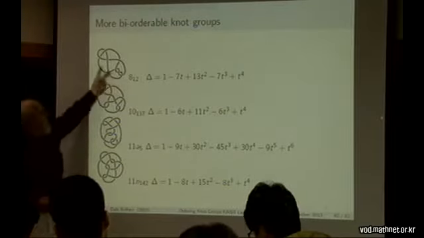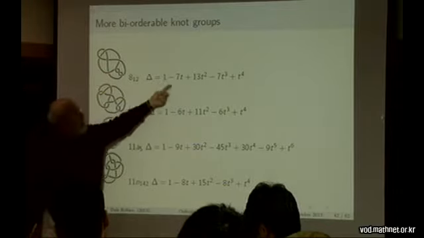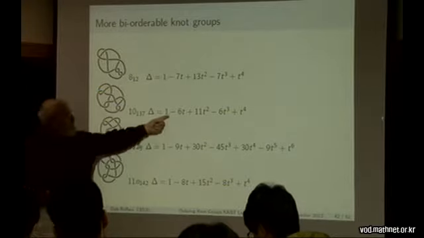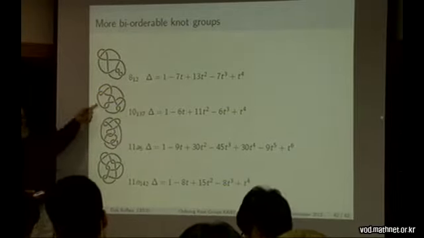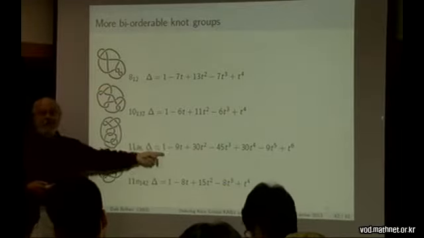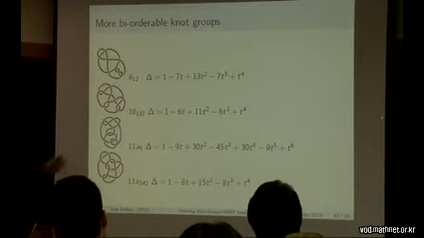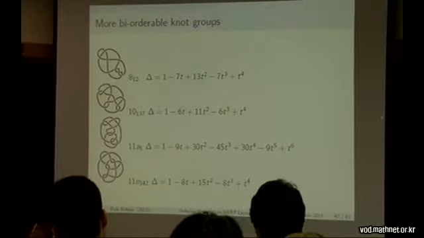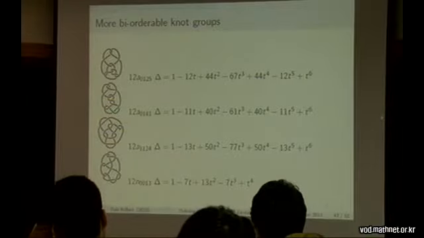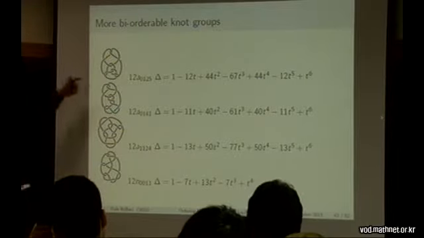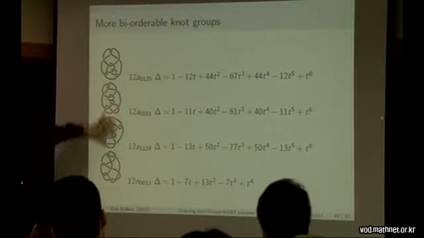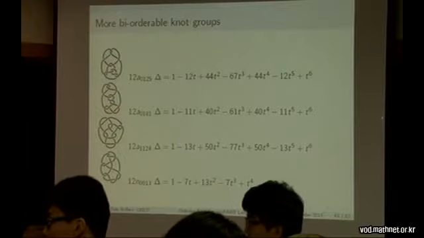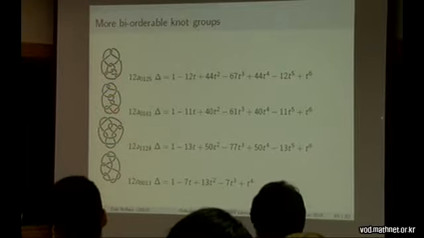Here's one, the knot 8_12. This polynomial has 4 roots, all real and positive. Here's another one of degree 4. Here's another one of degree 6. This is degree 4. Some 12 crossing knots. These all have biordered group, and they're fibred. Are they all fibred? They are fibred, yeah.